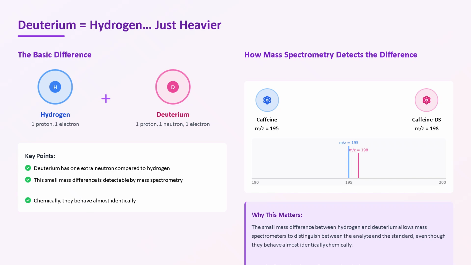Hydrogen has one proton, deuterium has one proton and one neutron. That's the only difference. Chemically, the two behave nearly identically, but because deuterium adds just a bit of mass, a mass spectrometer can easily distinguish the analyte from the deuterated standard. This same molecule, slightly heavier concept, allows precise tracking and accurate quantitation.